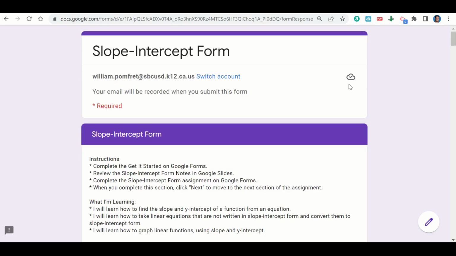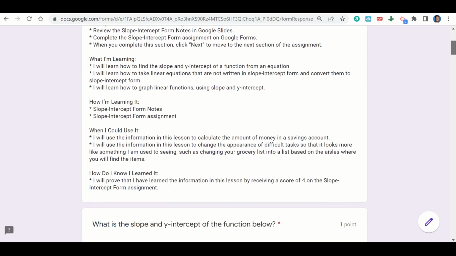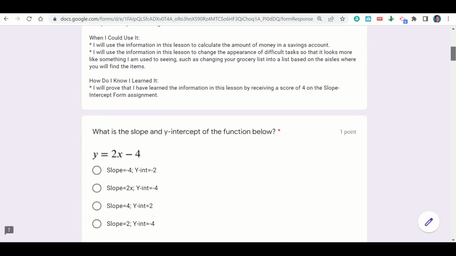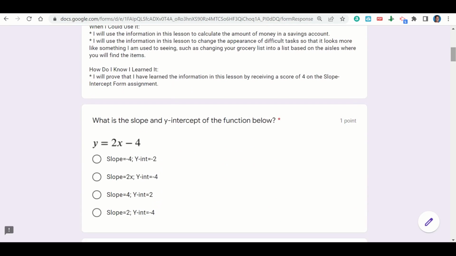Let's take a look now at the slope-intercept form assignment. So if you look at the top of the page, we have our learning goals and success criteria here. If you continue to scroll down, we can answer now the questions for the slope-intercept form assignment. So the first question says, what is the slope and y-intercept of the function below? Well, it says y equals 2x minus 4. We remember that it's a slippery slope to get hung up on your x. So the number that's attached to the x should be my slope.